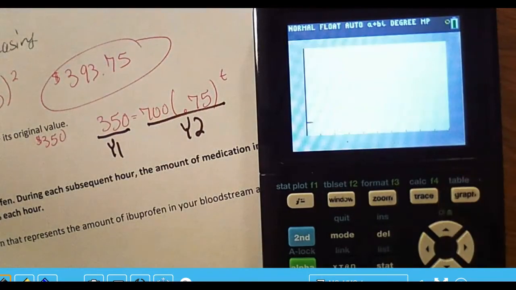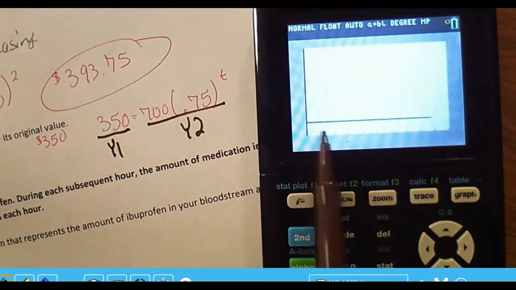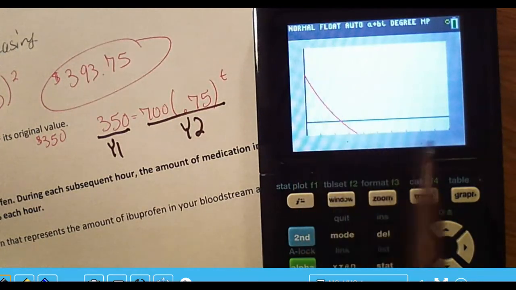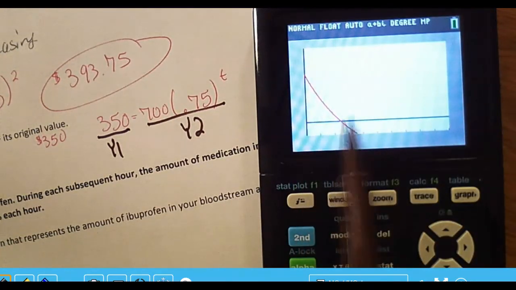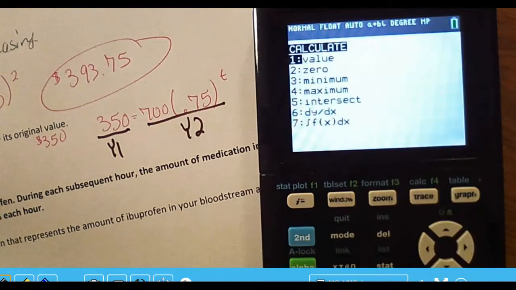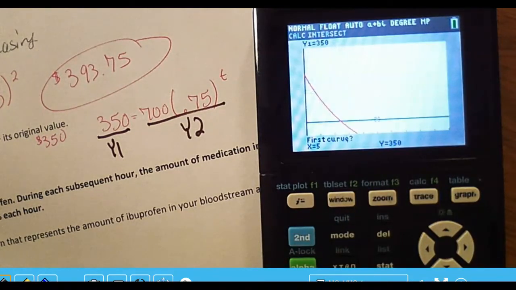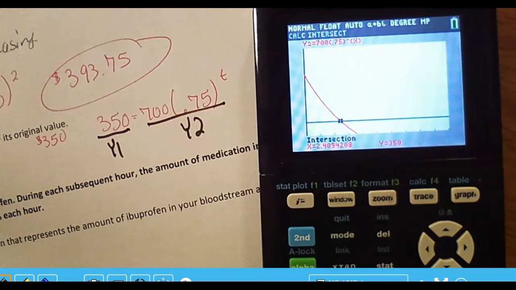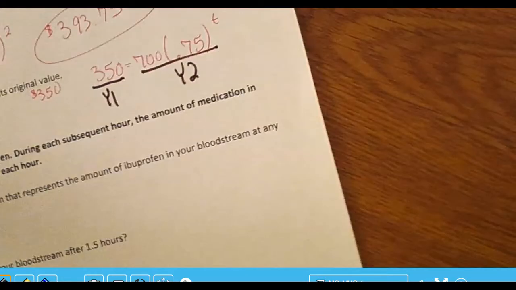And now I'm going to hit graph, and here goes my y is 350, and here comes the other side, the 700 with the parentheses 0.75, and then to get to this point, I hit second trace. I choose 5 for intersect. I'm just going to move that cursor a little closer over, and I'm going to enter 3 times. And I'm going for x for t, so 2.409 years.